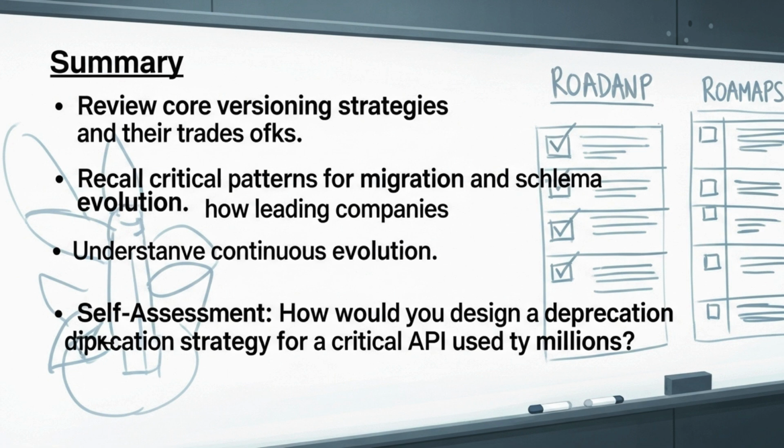The key insight is that versioning isn't just a technical decision, it's a product strategy that affects every client interaction. And remember, the best API version is often the one you don't need to create. Always explore additive changes and feature flags before introducing a new version. For your self-assessment, how would you design a deprecation strategy for a critical API used by millions, ensuring minimal disruption?